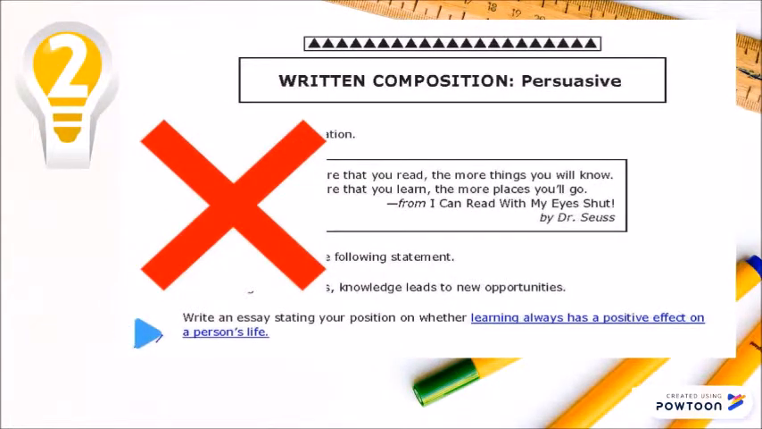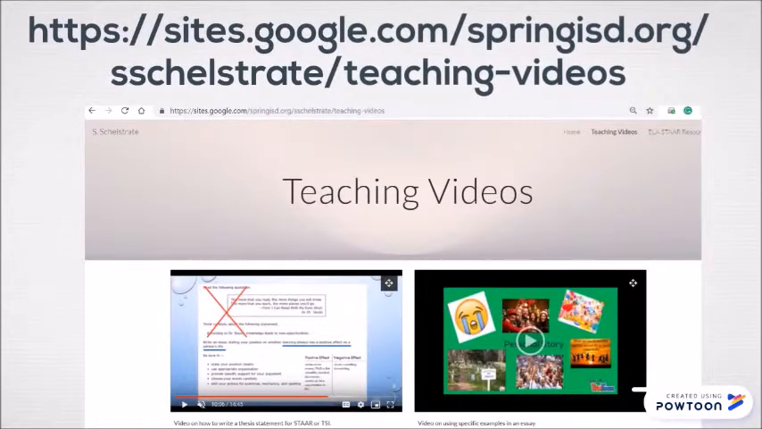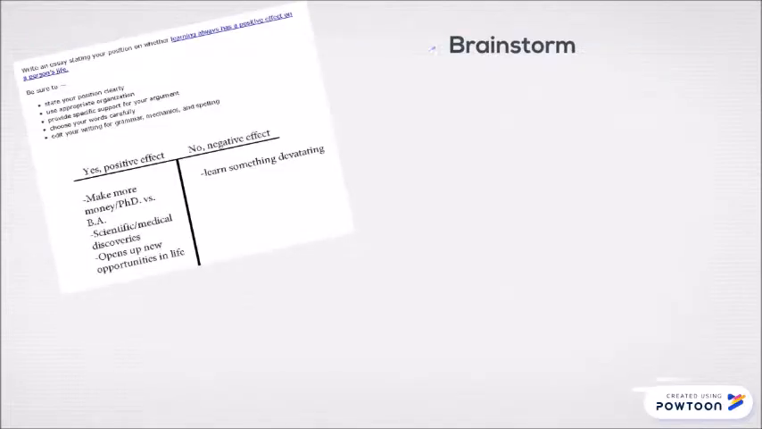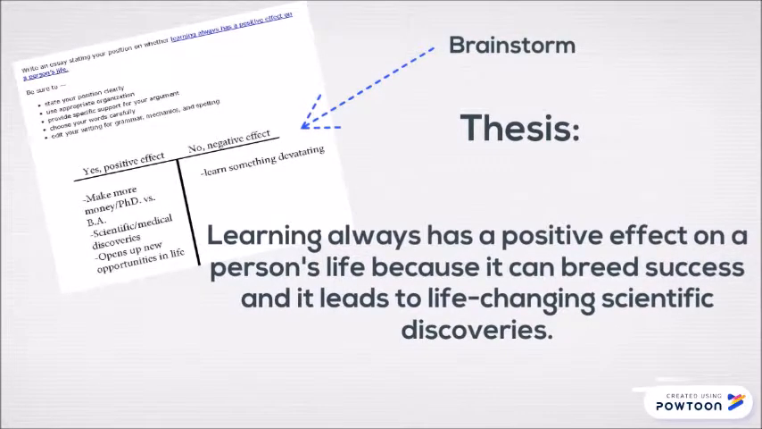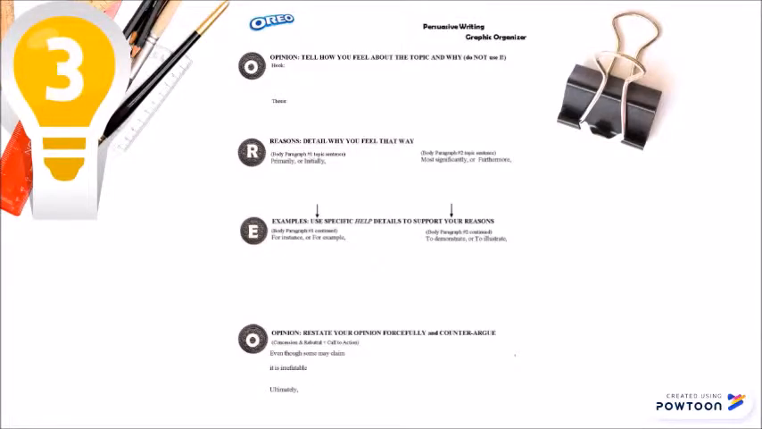The prompt is, write an essay stating your position on whether learning always has a positive effect on a person's life. In a previous video located on my CWHS website, I shared how to analyze this prompt and create a thesis statement from brainstorming. We are going to start there. The thesis statement we are going to use is, learning always has a positive effect on a person's life because it can breed success and it leads to life-changing scientific discoveries. So, let's look at our graphic organizer.